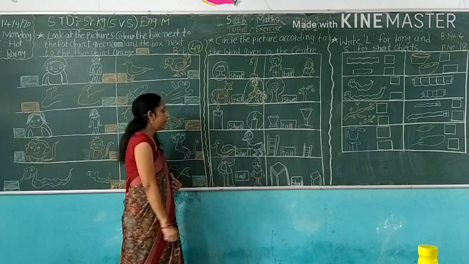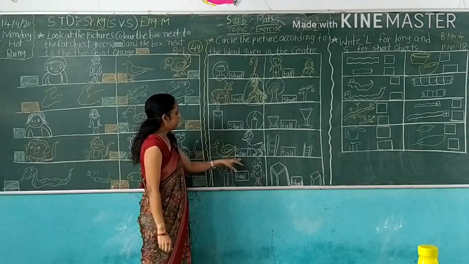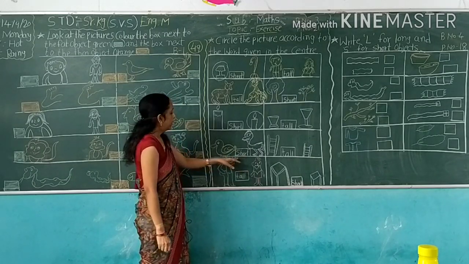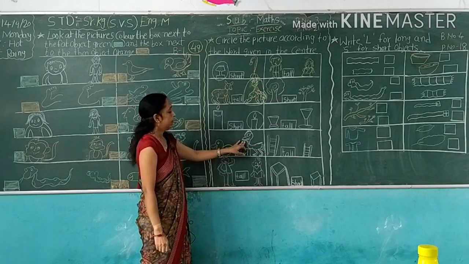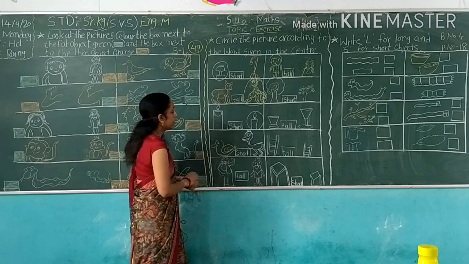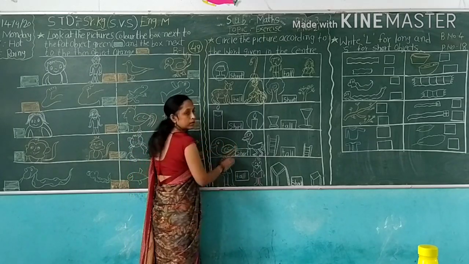And next, look here. Here I drawn two objects. So which object is short? Here write S-H-O-R-T, short. This object? No. This object is tall and this object is short. So we circle here short object.